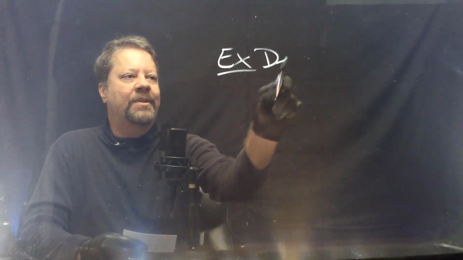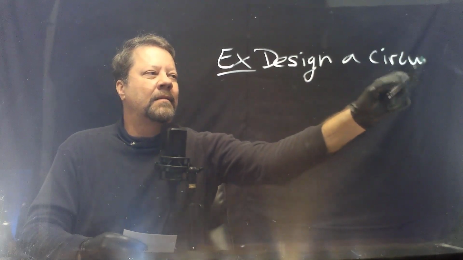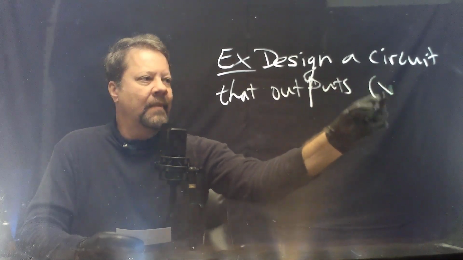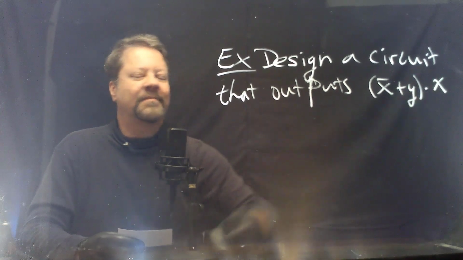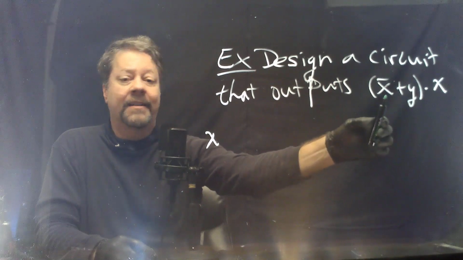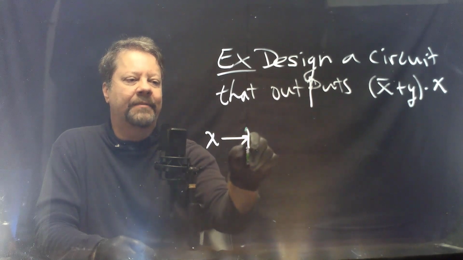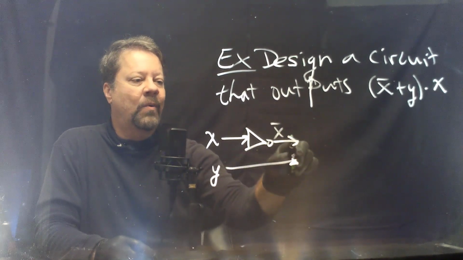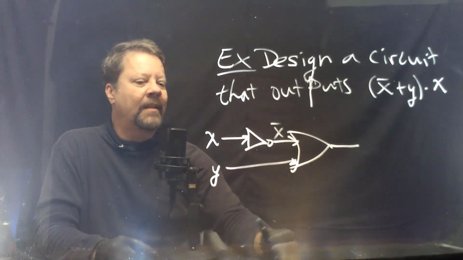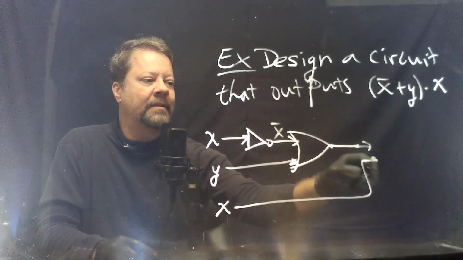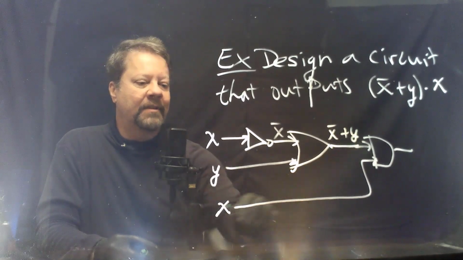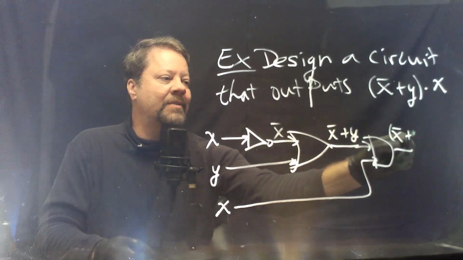So in this next example, I want to design a circuit that outputs x complement plus y, times x. So we have an AND gate here, but we have this complement first. So x goes into the complement, and y and the x complement go into this OR gate. Then we need another version of x to come up here to go into an AND gate, and this should output here x complement plus y. We have x coming in here. This is an AND gate, so it's x complement plus y times x.